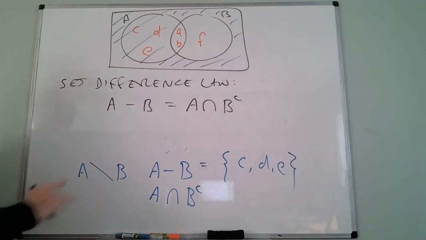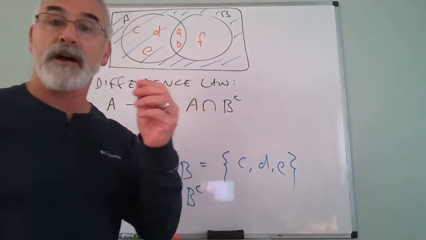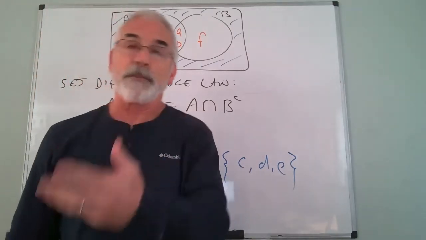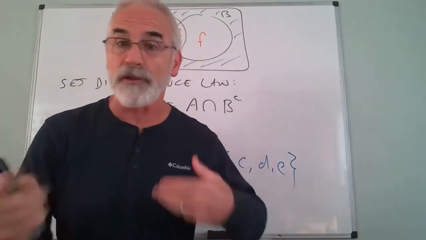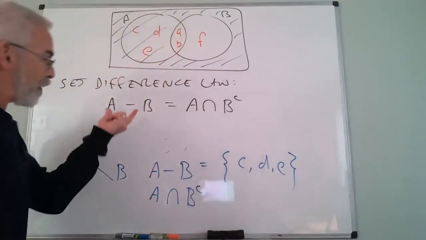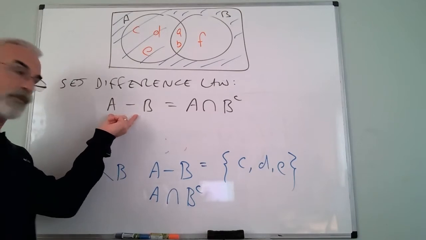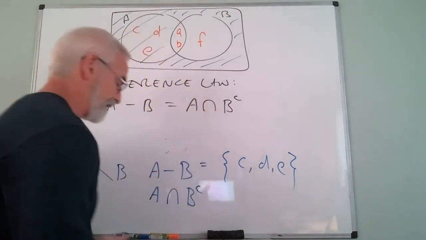This is useful because I can manipulate this. We have De Morgan's laws, we have the distributive laws, we have commutative laws, we have all the laws of unions and intersections that we've seen before. So if I have something that looks like this, it isn't particularly useful if I want to combine it with other rules, so we replace it with this.